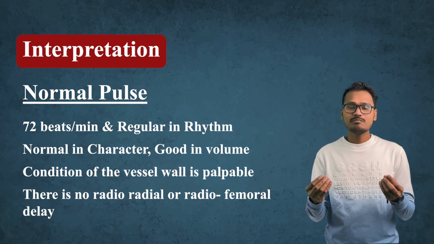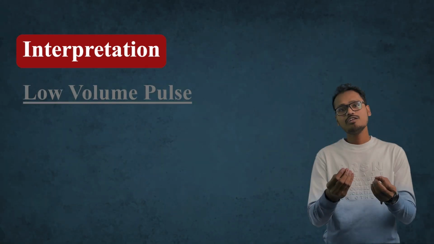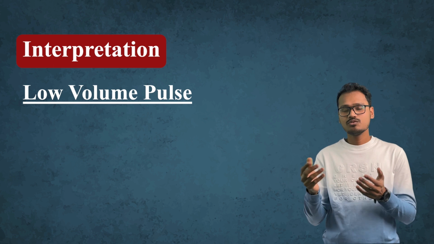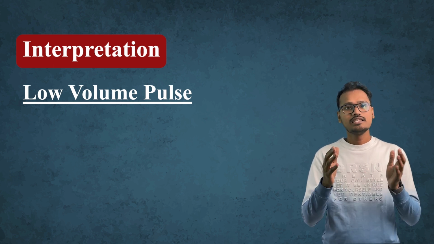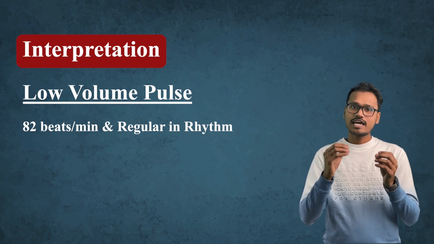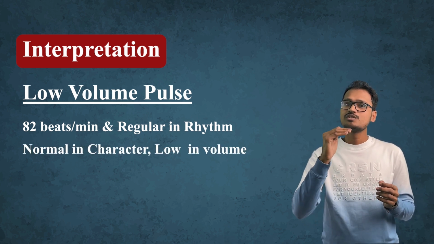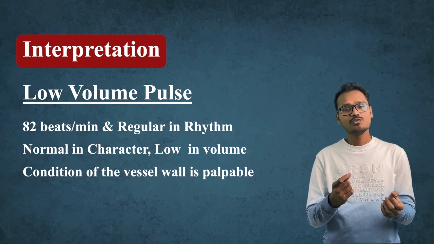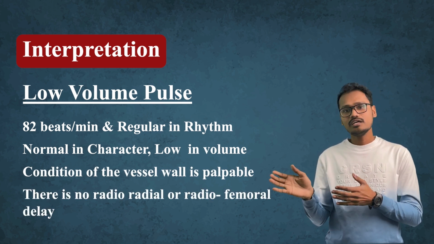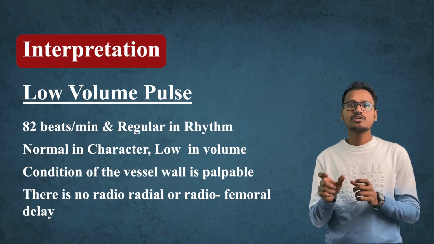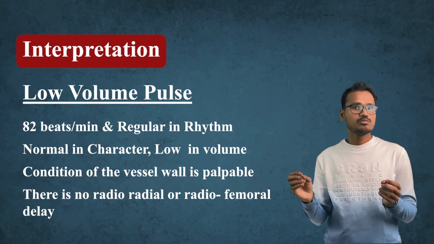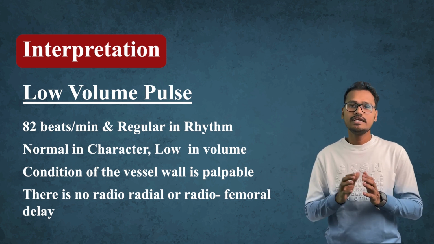So let's try an example in a patient of shock. He will have a low volume pulse. So how do we comment? Sometimes the rate can be increased also. So we will comment like the rate is 82 beats per minute and it is regular in rhythm. The character is normal but the volume is low, and the condition of the vessel wall is just palpable and there is no radio-radial or radio-femoral delay. So here I have put an abnormality of a low volume pulse. Like that, whenever you are finding any abnormalities, they have to be mentioned in the interpretation.